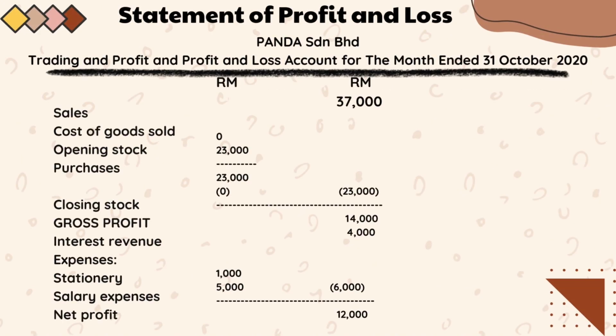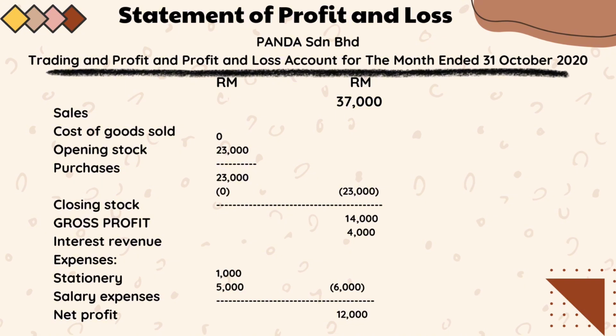The statement of profit and loss. Panda Sendirian Berhad. Trading and profit and loss account for the month ended 31 October 2020. Sales RM 37,000. Cost of goods sold: opening stock we got 0, purchases we got 23,000 ringgit, and for closing stock we got 0 ringgit. Gross profit RM 14,000.